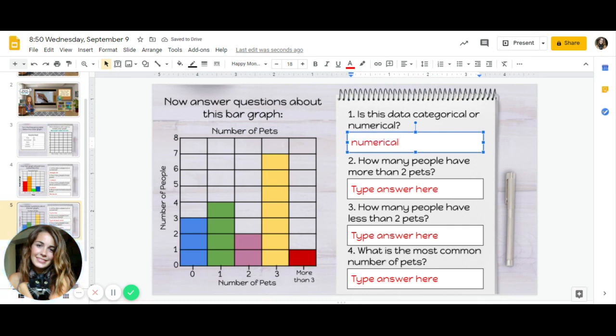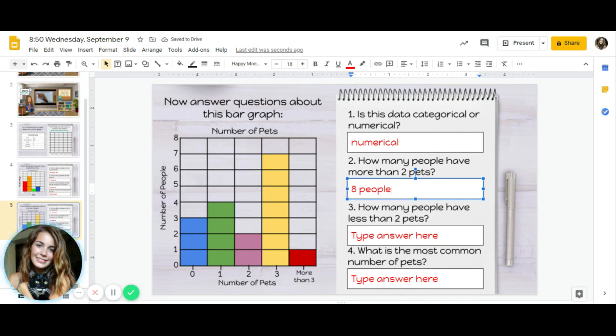Number 2. How many people have more than 2 pets? Well, let's see. These people have 2 pets, but I don't want to know who has 2 pets. I want to know who has more than 2 pets. That would include the people who have 3 pets and the people who have more than 3 pets. So let's see. 7 people have 3 pets and 1 person has more than 3 pets. That makes 8 people. 8 people on this bar graph have more than 2 pets.